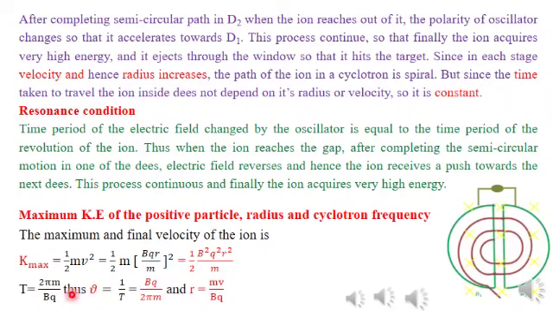The expression for time period T equals 2 pi m divided by bq. So expression of frequency is bq divided by 2 pi m. And expression for radius is r equals mv divided by bq. Here radius is not constant. In each stage velocity changes, so radius also changes.